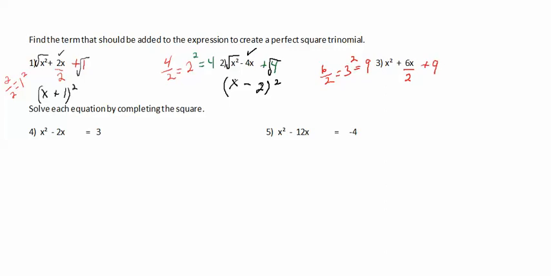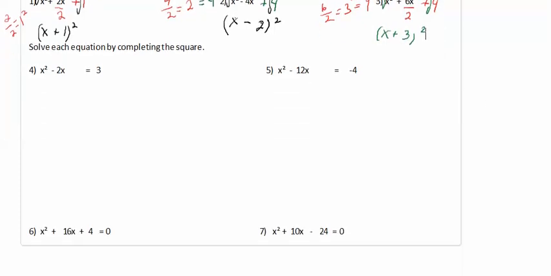And again, we're going to prove we've got a perfect square trinomial. Take the square root of the first term, which is x. Take the square root of the last term, which is 3. 3 times x is 3x. 3 times 2 is 6. A perfect square trinomial. Okay, now we're just going to go ahead and do the rest of completing the square on the other 4 problems here.